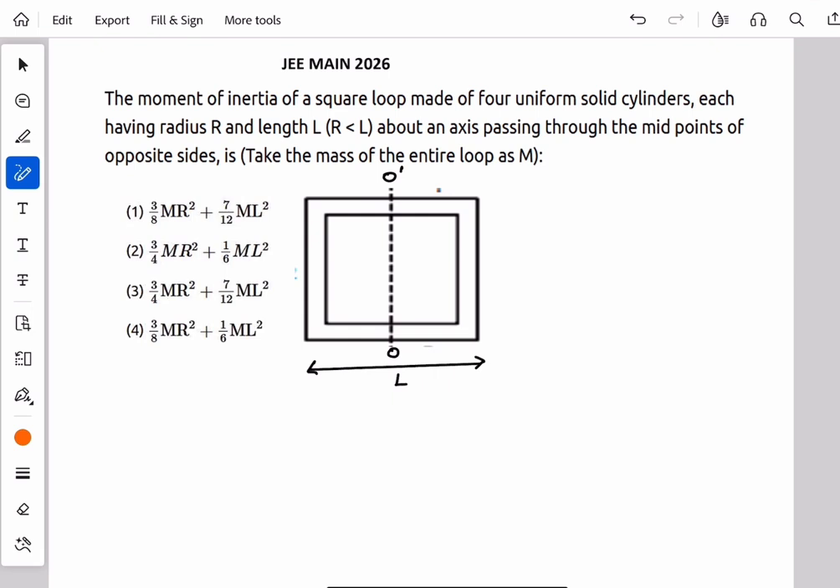Since mass of entire loop is capital M, so mass of each cylinder small m is equal to capital M upon 4. The axis O dash passes through the midpoints of opposite sides. Now let us take the cylinder in the right hand side of the square loop.